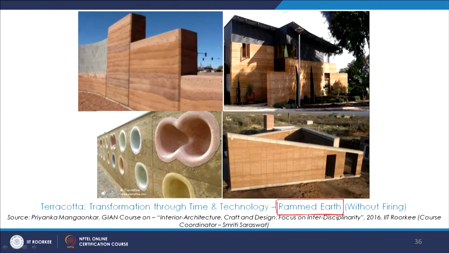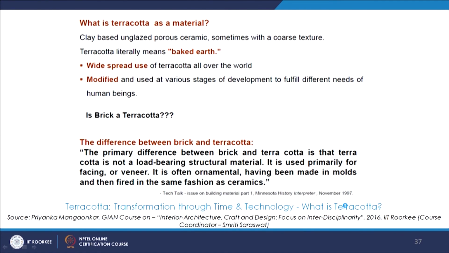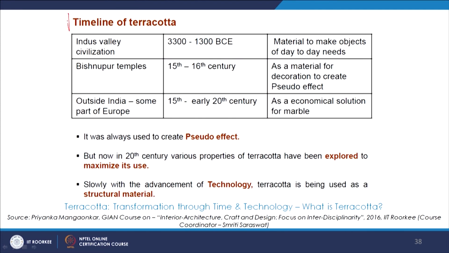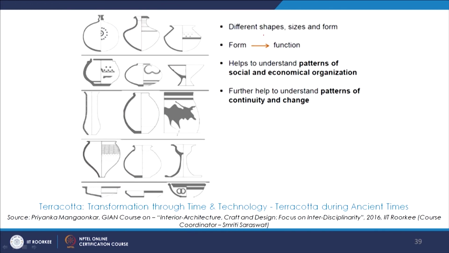So here, rammed earth. And beginning from here we tried to understand what terracotta actually is. We tried to understand its definition, its formation, its timeline, how it is different from brick, and where historically we have seen its mention, and how it has been used in which forms, objects of daily use, and somewhere as an economic solution for marble in the building industry as well. So we saw all this journey and the transformation that has happened. We tried to understand different shapes, sizes and forms and how they were achieved with this material.